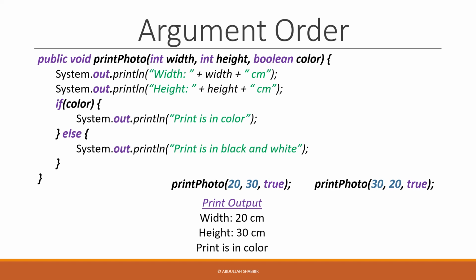So compared to our first function call, because we have switched the order of our first two arguments, our width and height are also swapped. And with this, our print description will end up looking something like this. So the order of the arguments in a function call when you have multiple parameters is really important.